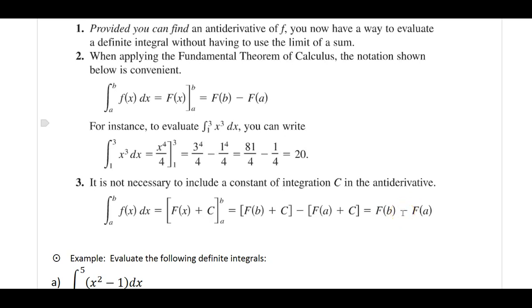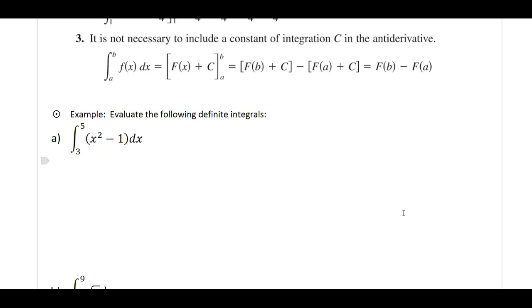So we'll do a couple of examples. If I want to find the integral from 3 to 5 of x squared minus 1 dx, I'm going to go ahead and evaluate the integral. So that would be x cubed over 3 minus x, and that's going to be my capital F of x right here. This is going to go from 3 to 5.